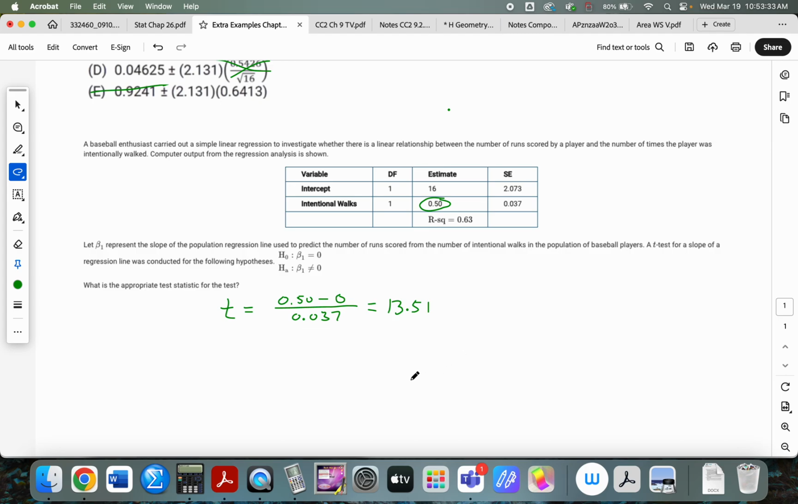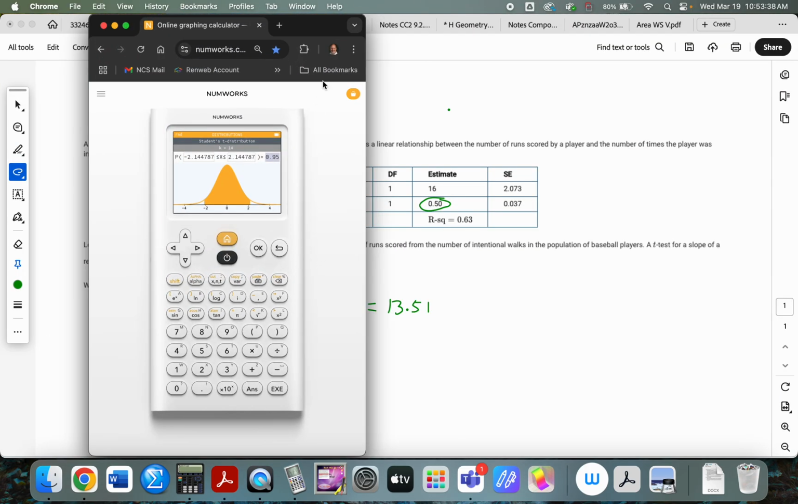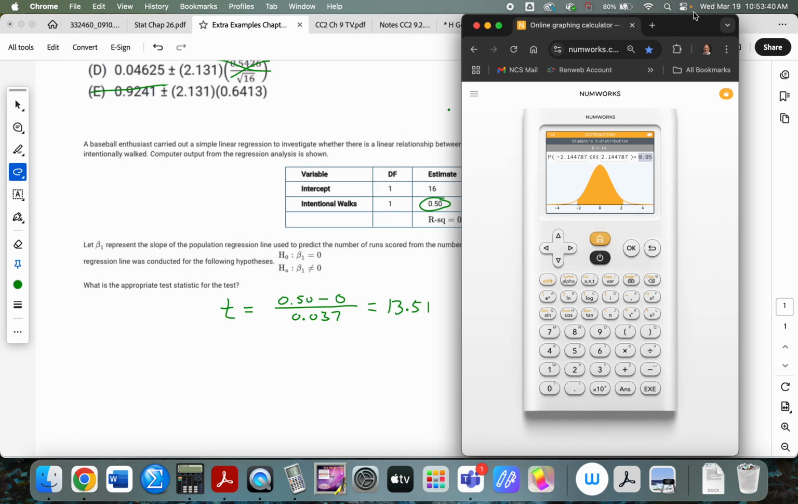So anyway, if you were to graph this, I don't know why that's so funny.